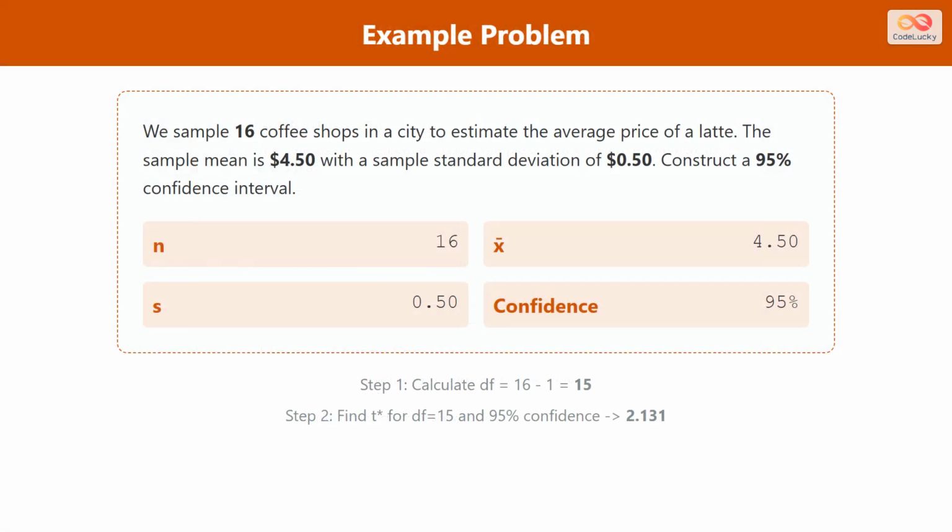Let's try an example. Suppose we sample 16 coffee shops and find the average latte price is $4.50 with a standard deviation of 50 cents. We want to construct a 95% confidence interval. Our sample size n is 16, x bar is 4.50, and s is 0.50. First, we find the degrees of freedom, which is 15. The corresponding t-star is 2.131.